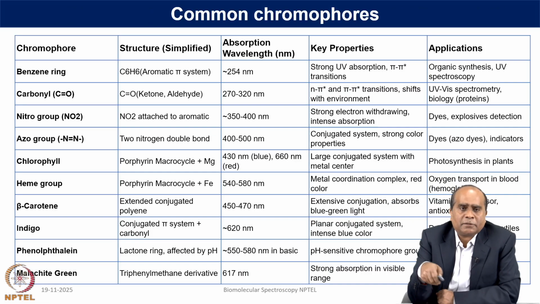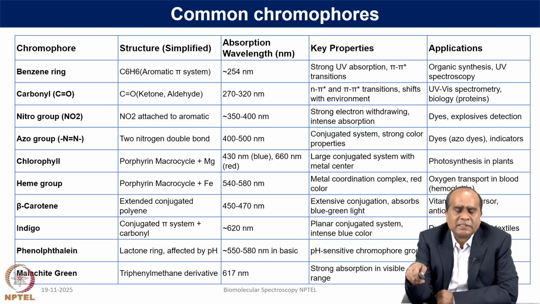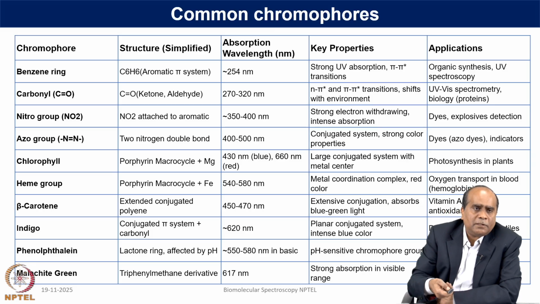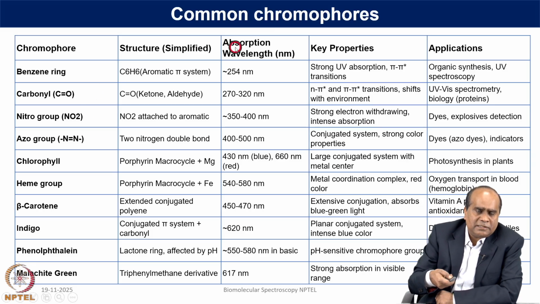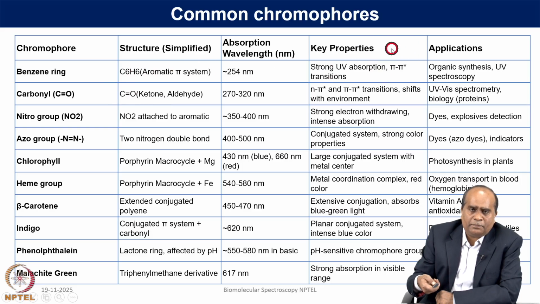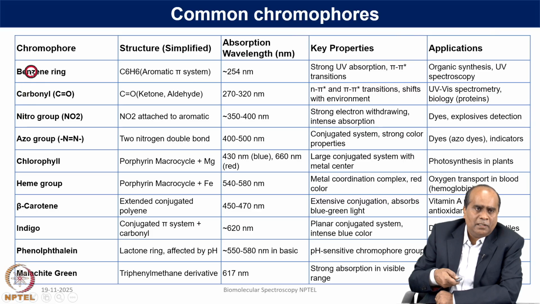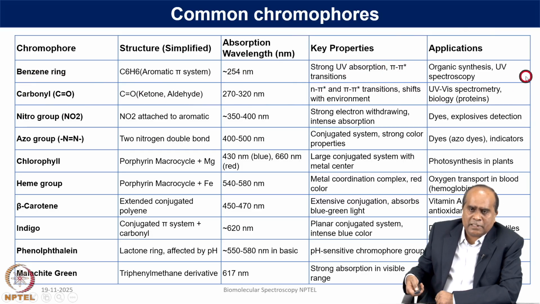So, to sum up, what chromophores we have and what their absorption properties are. The benzene ring, with structure C6H6, an aromatic pi system at 254 nm, has a strong UV-visible pi to pi star transition, and has application in organic synthesis and UV spectroscopy. Then the carbonyl group, ketone or aldehyde, shows an n to pi star or pi to pi star transition; this is relevant in biology, right, as each protein has a carbonyl group.